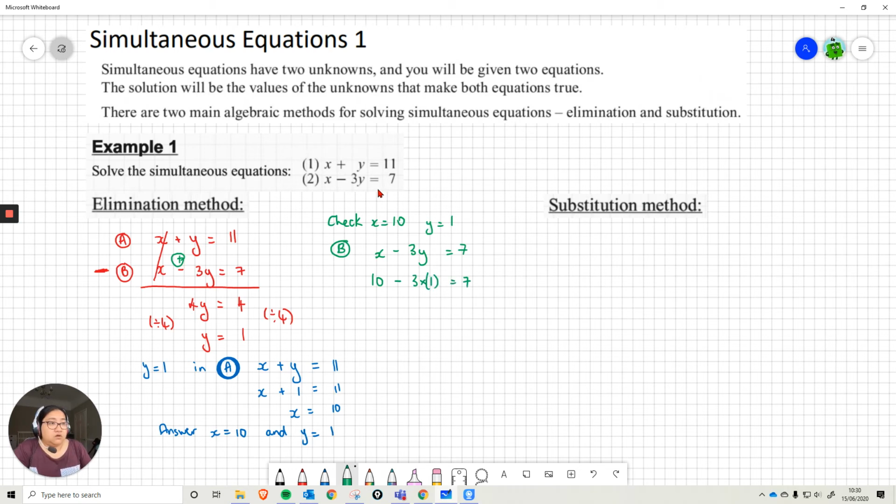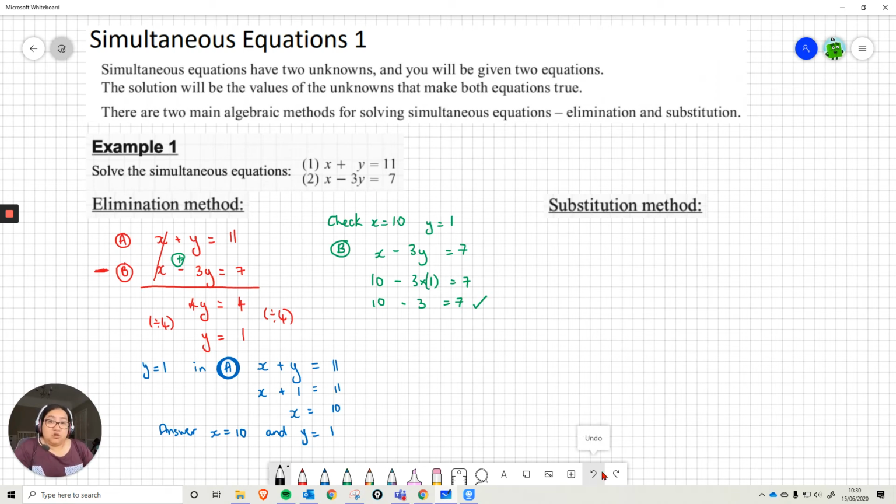And does that equal 7? And it does. 10 subtract 3 times 1 is 3. That equals 7. It's correct. So that means my two solutions for x and y will need to be 10 and 1, which is great. So that's the elimination method.